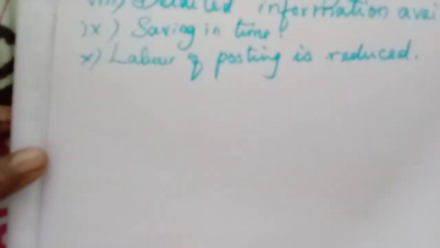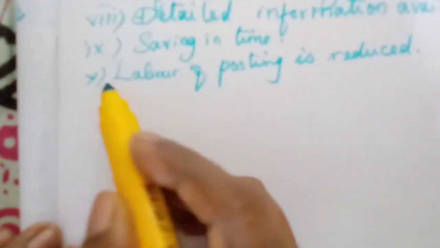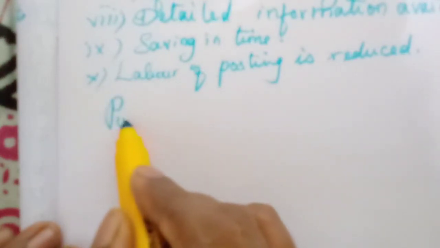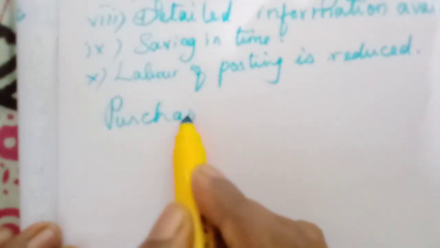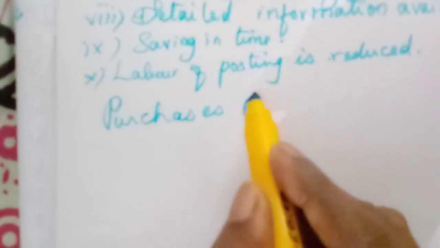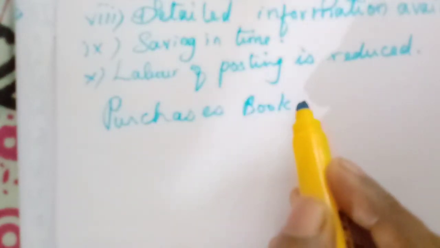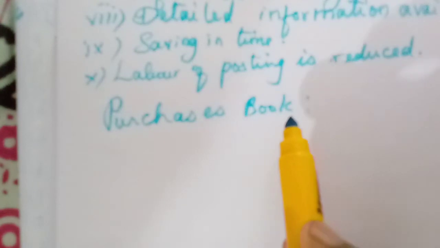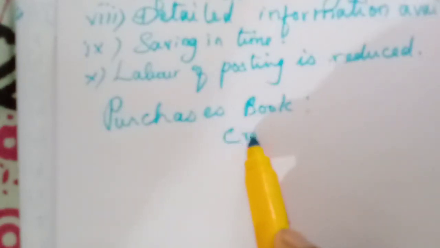What is the purchases book, we will also learn, okay, students. The problem we may start tomorrow. First I will explain the purchases book. What is the purchases book? We know what a purchases book is. Purchases book is a subsidiary book. In this book, we will enter only the credit purchases.